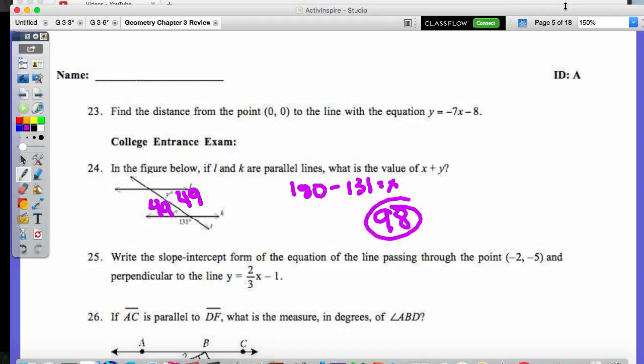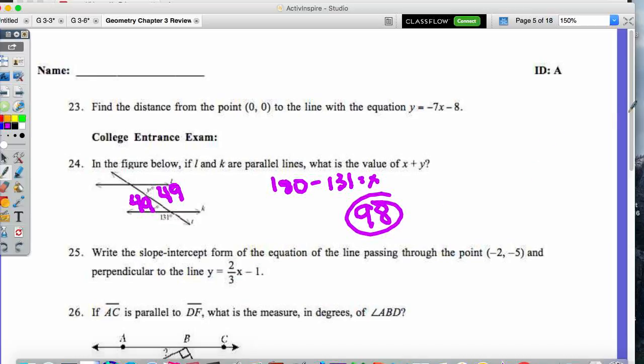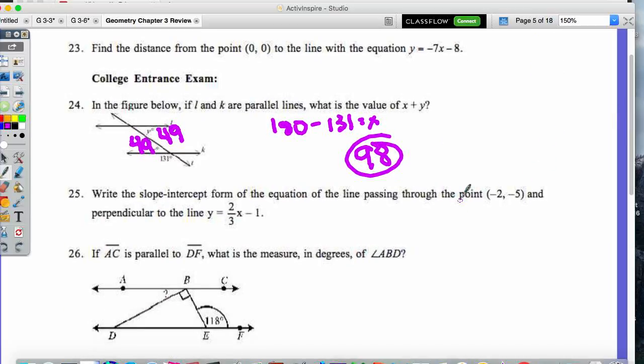For number 25, write the slope-intercept form of the equation. Now, in the review, most of these asked about writing slope-intercept form. On the test, I'm going to be asking you about point-slope form. So as I do these, I'm going to actually put them in point-slope and then convert it. So point-slope, remember, is y minus y1 equals slope times x minus x1.